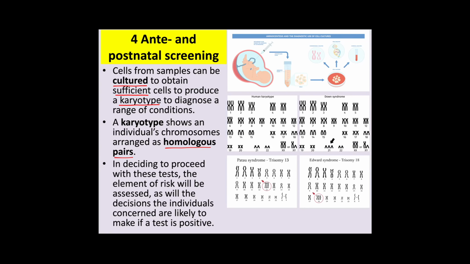Now, when parents decide to proceed with these tests, there is an element of risk involved, and that needs to be assessed for each individual parent. Okay, there's not zero risk with either of these procedures, although one obviously carries a higher risk with the CVS than the amnio. And obviously, the decisions that individuals will have to make are down to the individual. You know, there's no right or wrong thing to do in that scenario. Okay, and if they get a positive test in terms of a chromosomal abnormality, then they have again another decision to make at that point in terms of continuing with the pregnancy or not.